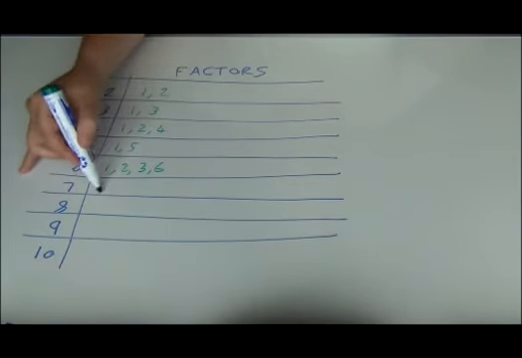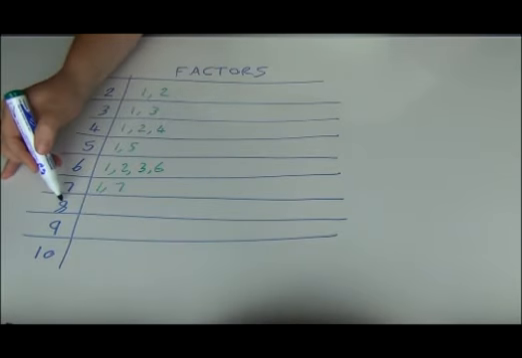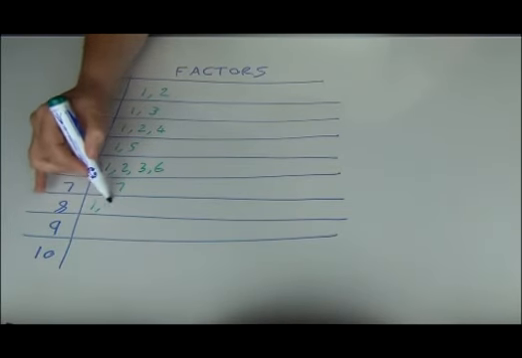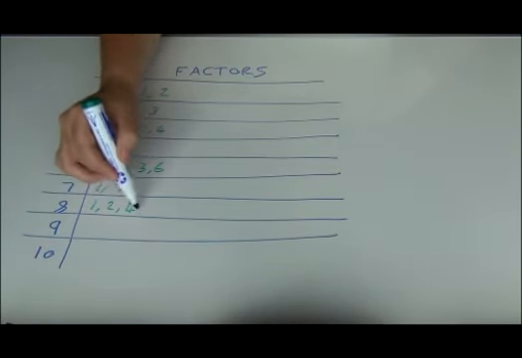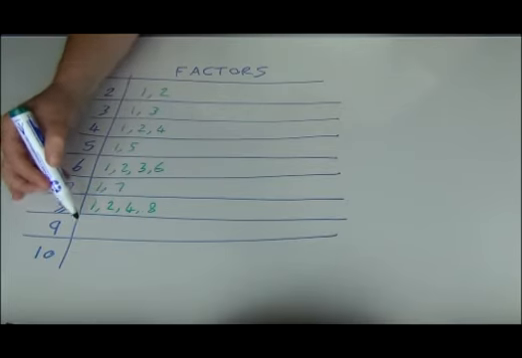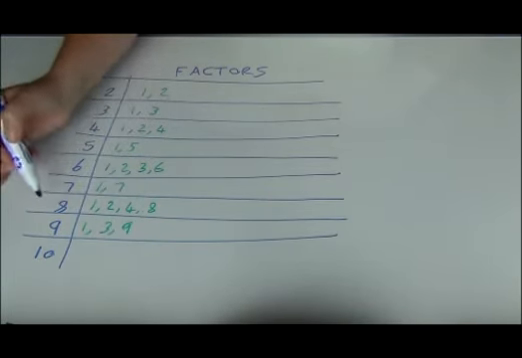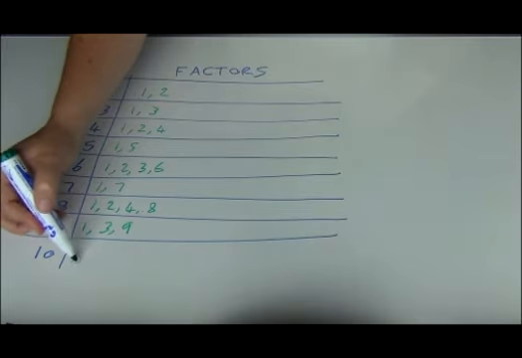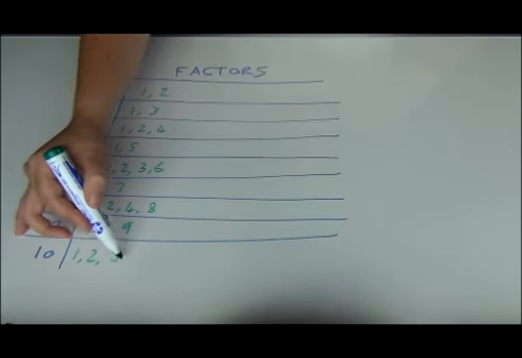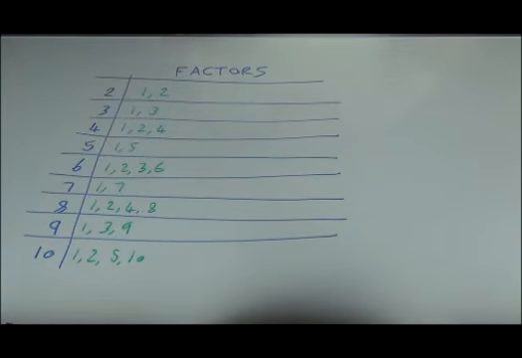7 can only be divided by 1 and 7. 8 divided by 1, 2, 4 and 8. 9 divided by 1, 3 and 9. And 10 can be divided by 1, 2, 5 and 10.